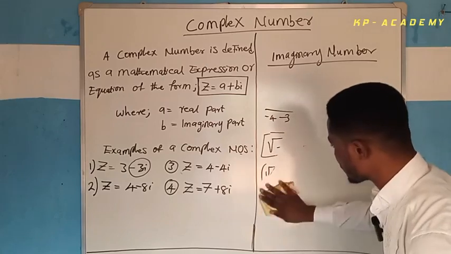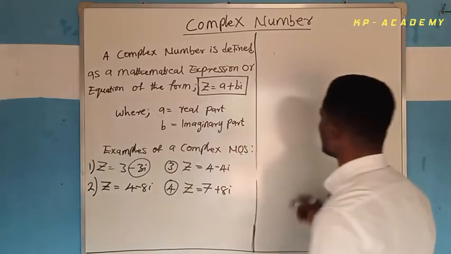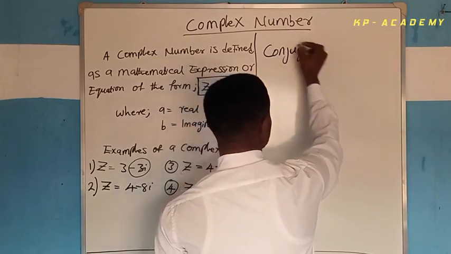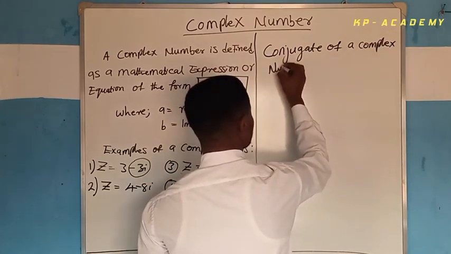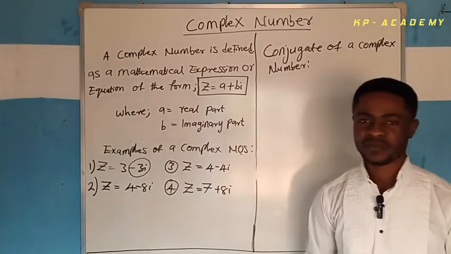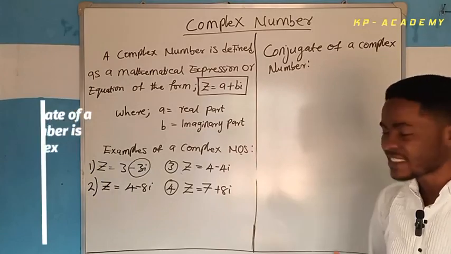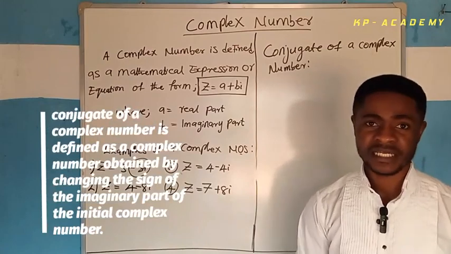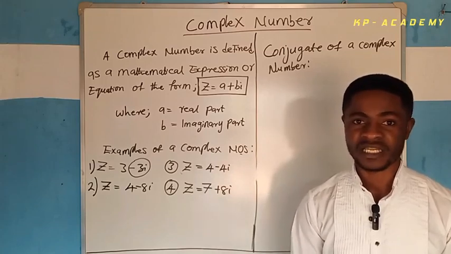Very quickly, there's also another concept I want us to see as far as complex numbers are concerned. We call it the conjugate of a complex number. So what exactly is the conjugate of a complex number? It is just very simple. A conjugate of a complex number is simply a complex number obtained by changing the sign of the imaginary part. Let me take it again. A conjugate of a complex number is a complex number obtained by changing the sign of the imaginary part.